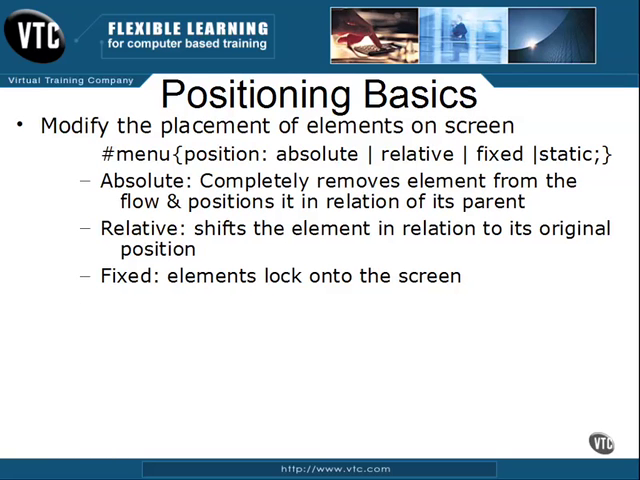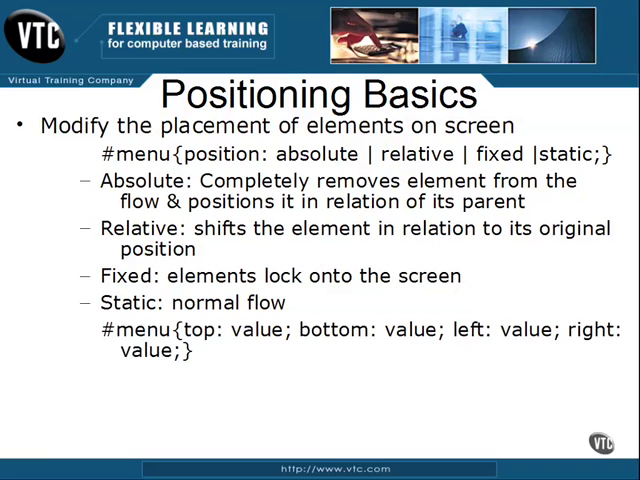Our fourth option here is the static. Our static option, when used with our position property, will just maintain the normal flow of the HTML document. Now for the first three properties here, for the absolute, relative, and fixed, we need to be able to somehow position the element using a coordinate system. And that's where our next properties come into play.